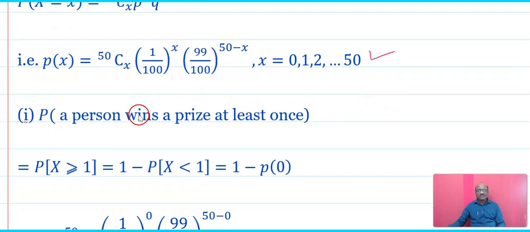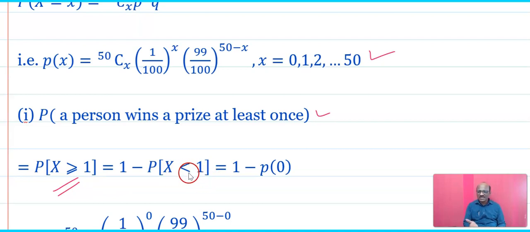A person wins a prize at least once. At least one means more than one is also acceptable. Therefore, P of capital X greater than or equal to 1, and we can find it in this manner, by using the complementary probability. This is nothing but 1 minus P of capital X less than 1.